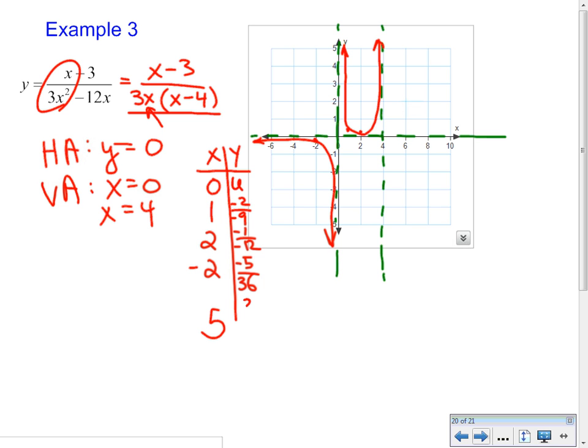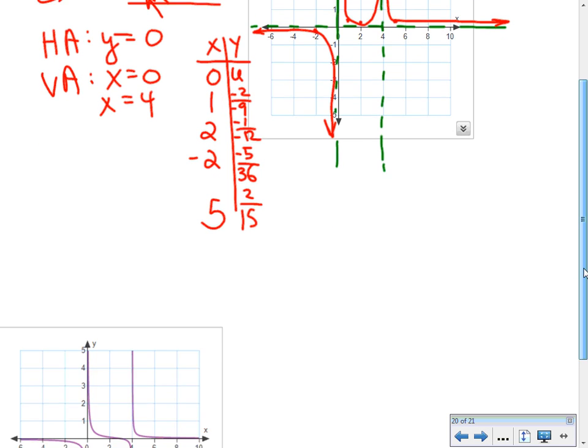5 minus 3 is 2. I'm plugging it back in there. And then let's see, 15 times 1, 2/15. 5 is above that horizontal asymptote. I believe it looks like that. Sure hope it does. All right, let's take a look.